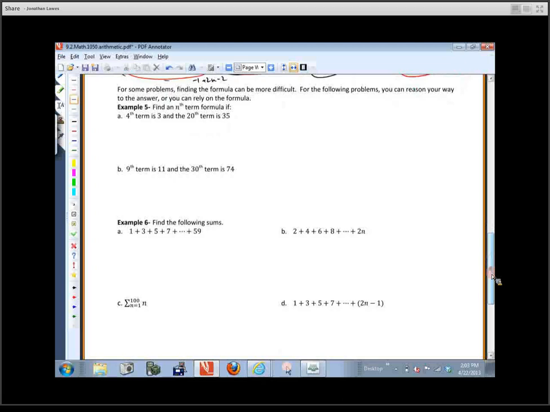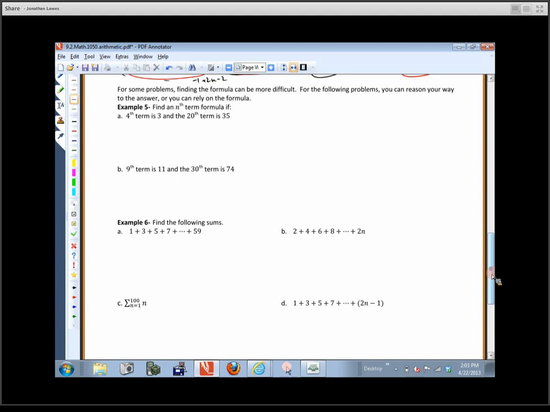On some of these problems, I'm going to solve this two different ways. You could spend time thinking your way to the answer, or you can rely on the formulas, depending on who you are and what you like to do. Both are very valuable. What would be really nice is if you could do both. So this one says, find an nth term formula. Notice it doesn't say find the 80th or anything like that. It just says find an nth term formula.